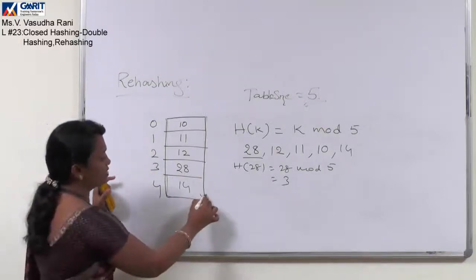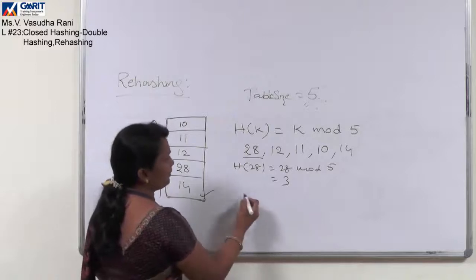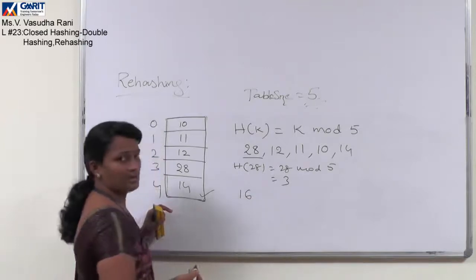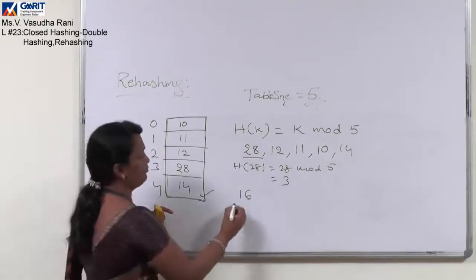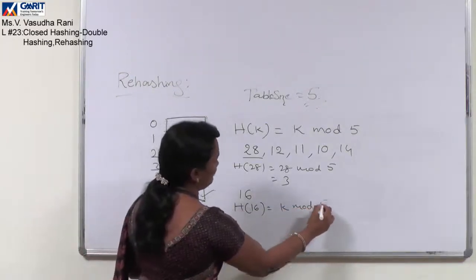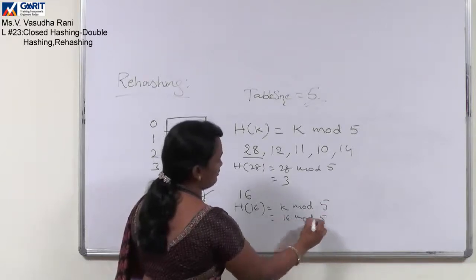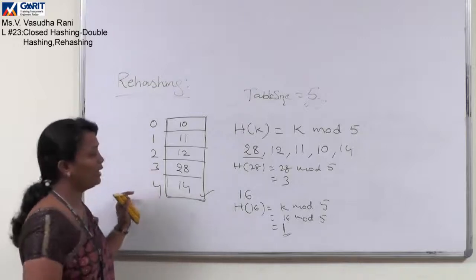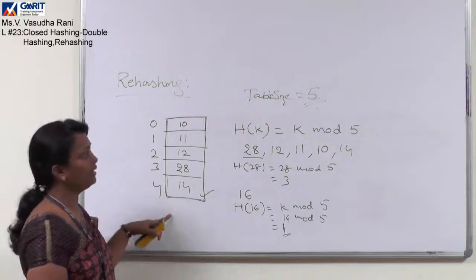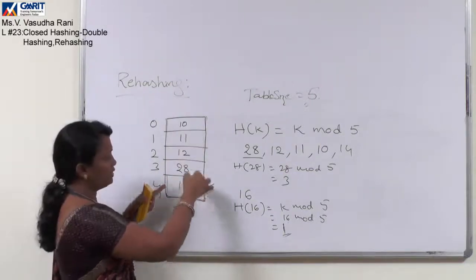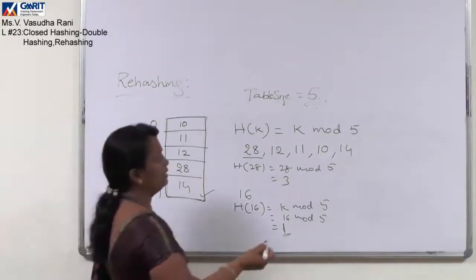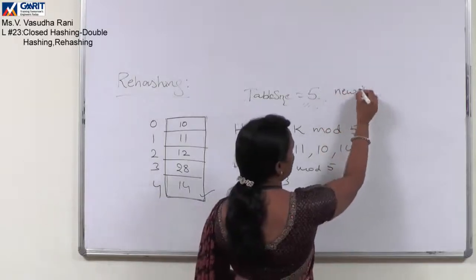Like this, now our table is full. If I get any new entry, like 16, I have no space in my table. If I go for h of 16, it will be k mod 5, 16 mod 5, which gives me location 1, but here the table is completely filled. So what I can do is rearrange all of this hash table data structure, whatever is already defined, with a new size. Let me take the new table size as 10.